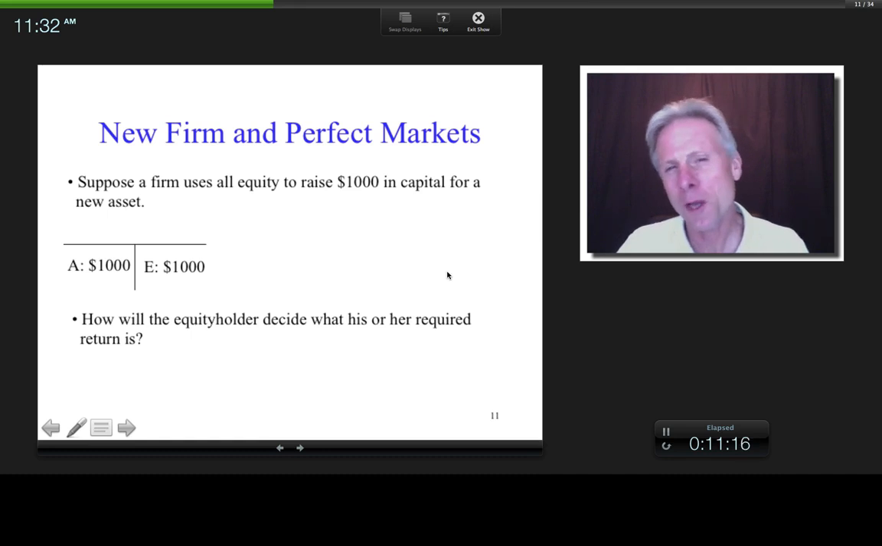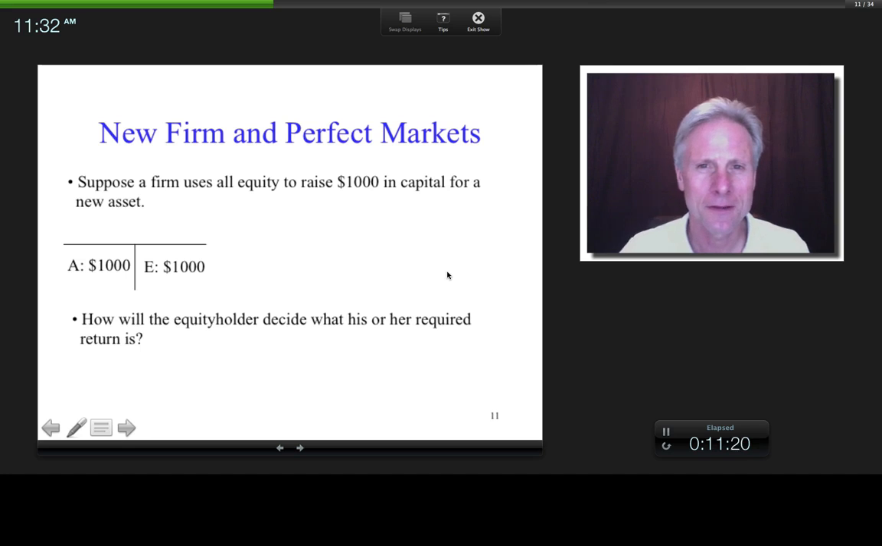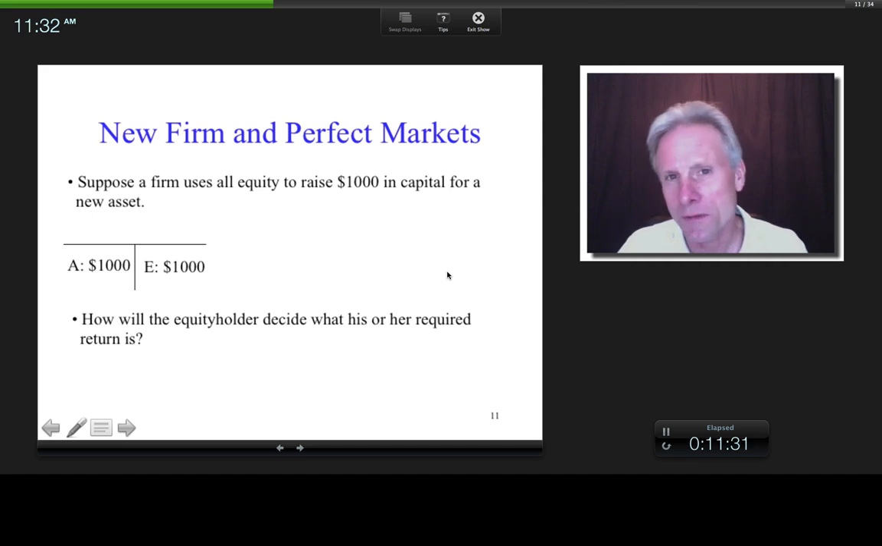I mean, will the equity holders require any kind of return? Will they say, hey, take this money for free? They won't, right? They'll require a return, right? So what would they look at? Well, you're probably going to say the risk of the equity, right? Well, that's true, but what would the risk of the equity depend upon?